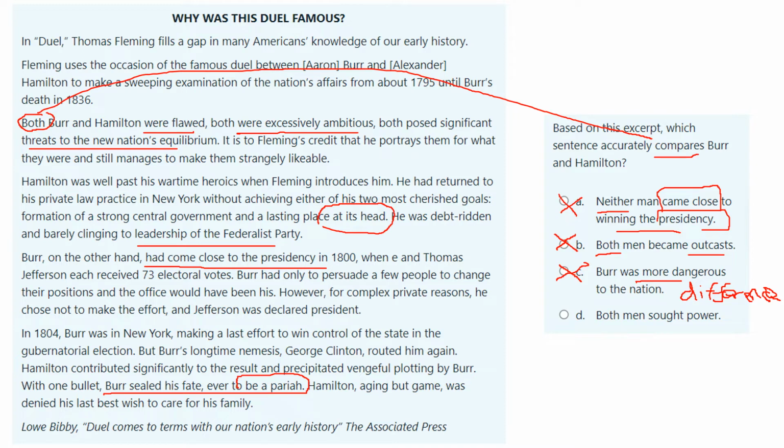But for Hamilton, he did not achieve his goal. He was nowhere near. He was barely clinging to the leadership of the Federalist Party. He was not in a strong position. He was nowhere near becoming the president. So both men wanted power. One came close, one did not. So that's why the correct answer is D.